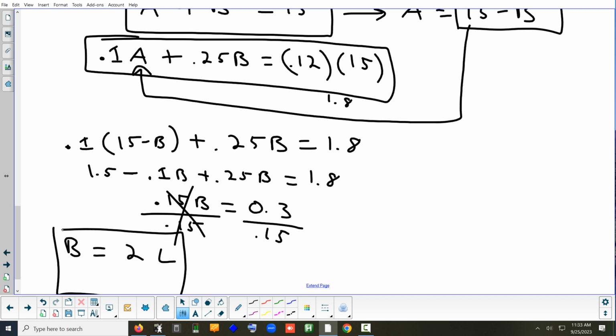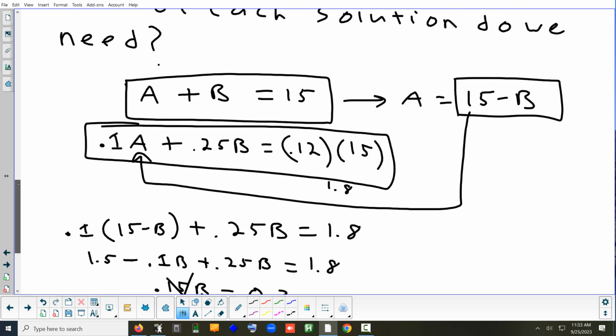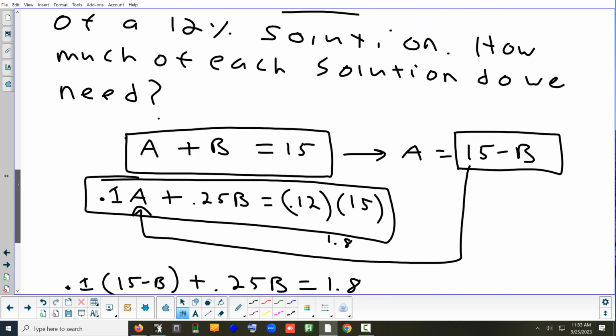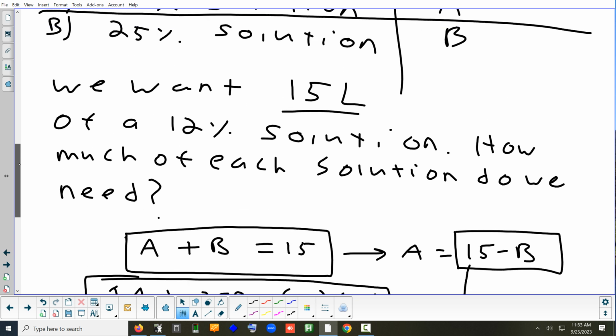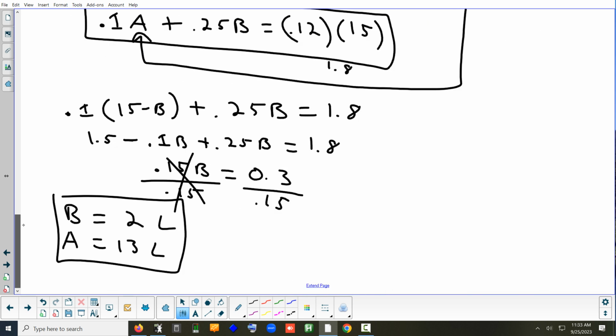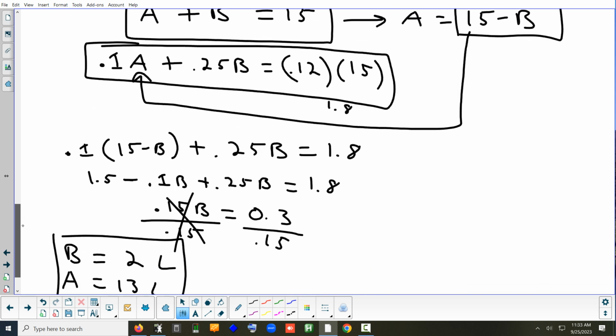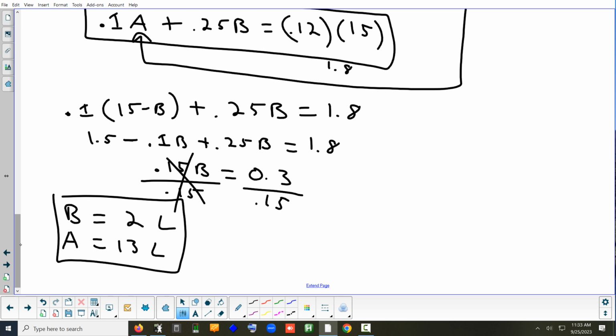So for solution B, we need 2 liters of it. And we know that we're working with a total of 15. So how much do we need for A? 13. So if you mix 2 liters of solution B and 13 liters of solution A, you'll get exactly 15 liters at 12%. Okay, and hopefully we'll have a couple minutes after, we can look at that other way to do it.